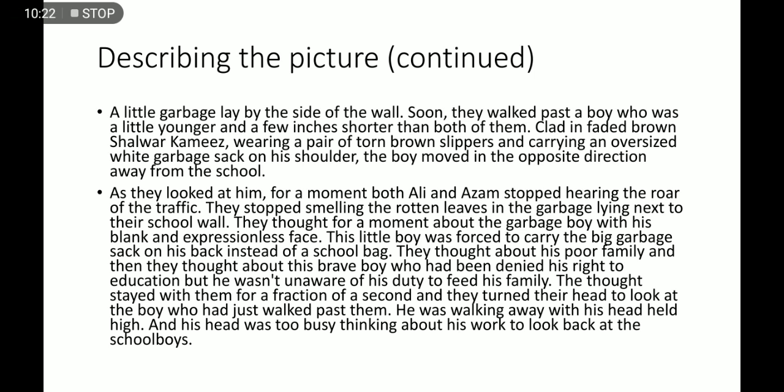They thought about his poor family, and then they thought about this brave boy who had been denied the right to education, but he wasn't unaware of his duty to feed his family. The thought stayed with them for a fraction of a second, and they turned their head to look at the boy who had just walked past them. He was walking away with his head held high, and his mind was too busy thinking about his work to look back at the schoolboys.